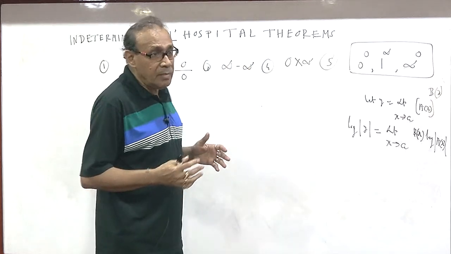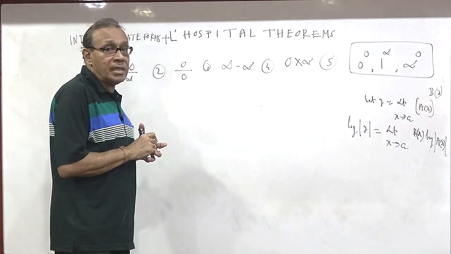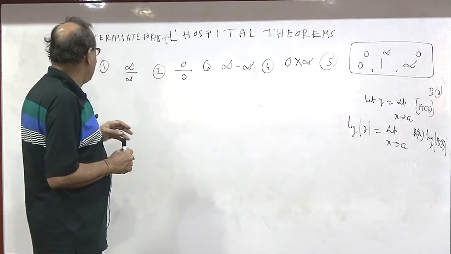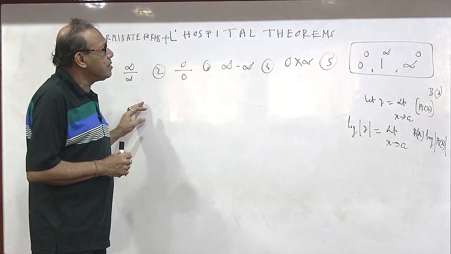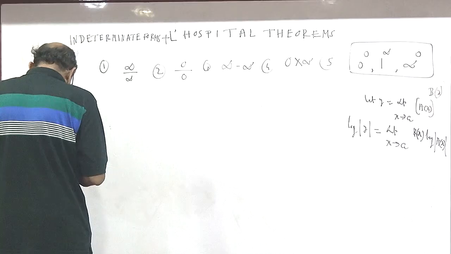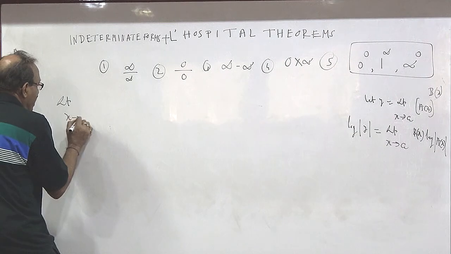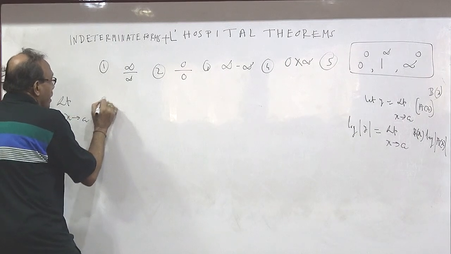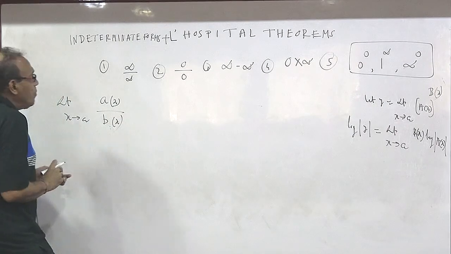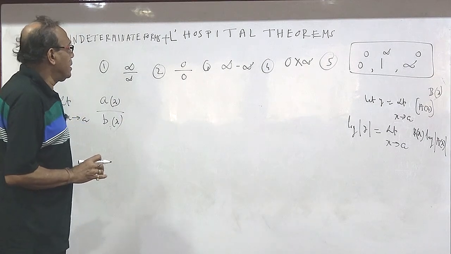In this phase, my dear students, we will discuss indeterminate forms and L'Hopital's theorem, not L'Hospital, as we often say. It has mainly 5 forms. One is the infinity form. The logic is, if limit x tends to a of a(x) by b(x), that may be of the form either 0 by 0 or infinity by infinity.